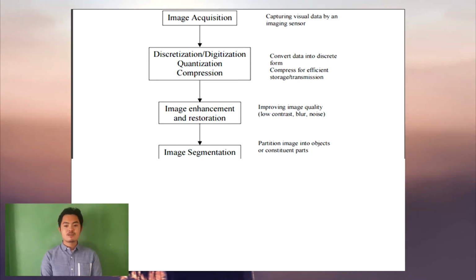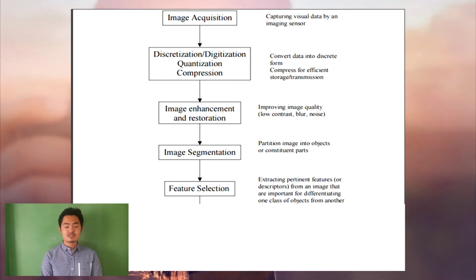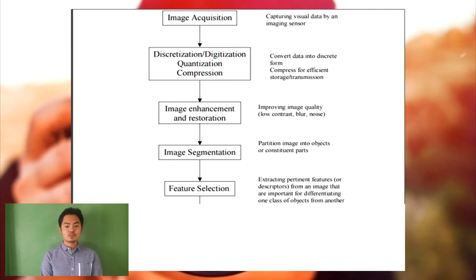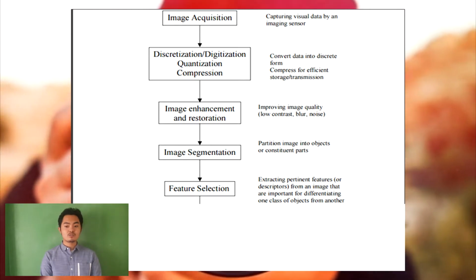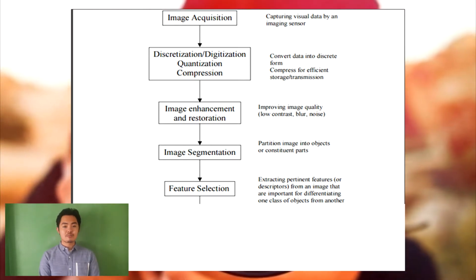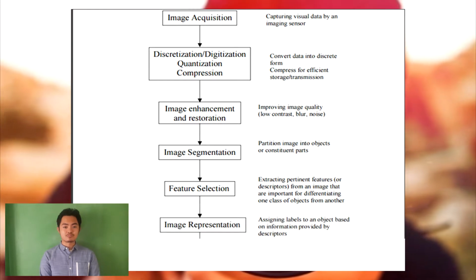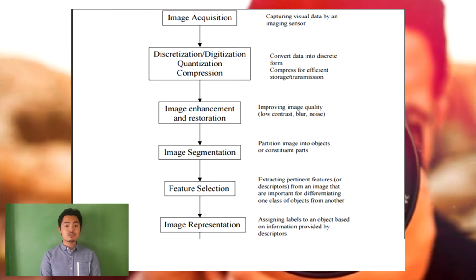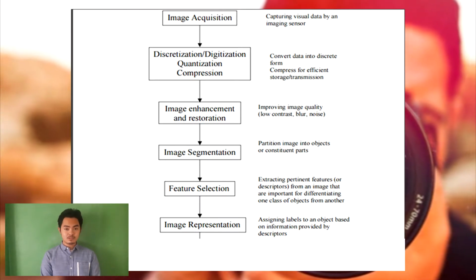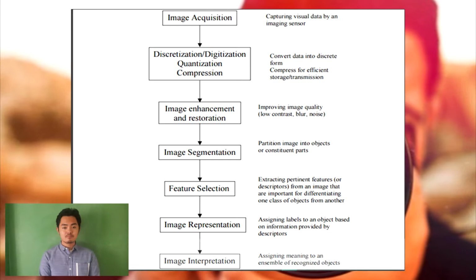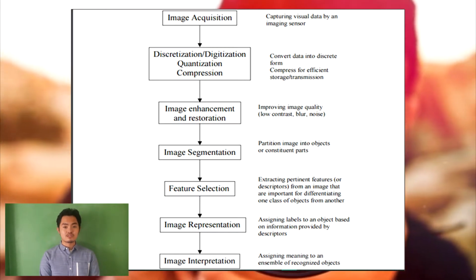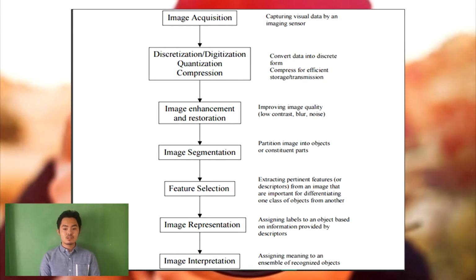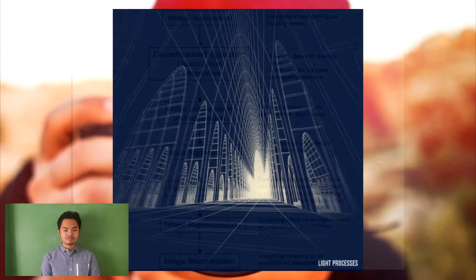Next step is feature selection. In this step, we extract pertinent features from an image that are important for differentiating one class of objects from another. Next step is image representation. In this step, we assign labels to an object based on information provided by the descriptors. And the last step is image interpretation. In this step, we assign meaning to an ensemble of recognized objects.